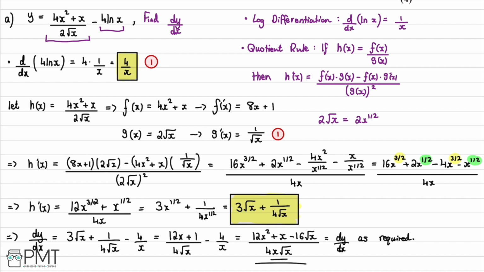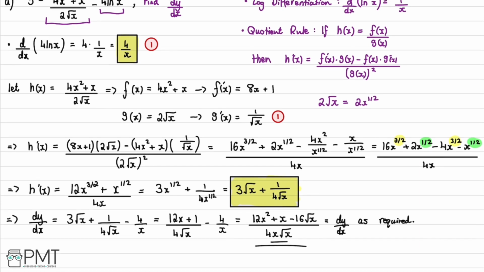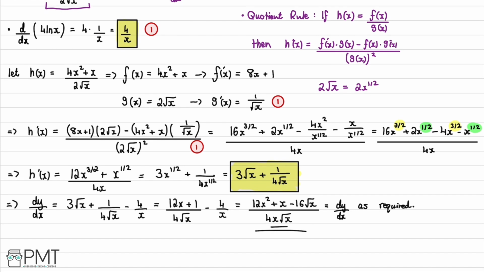So we'll give ourselves the second mark when we knew what to do, knew the formula, and started working through this. We then received our third mark for starting to make progress with the quotient rule and substituting the values into the formula. So we'll give ourselves our third mark at this point here, and then we receive our fourth and final mark for getting to the correct answer and concluding that dy by dx was 12x squared plus x minus 16 root x divided by 4x multiplied by root x. And that's us completed this part of the question.